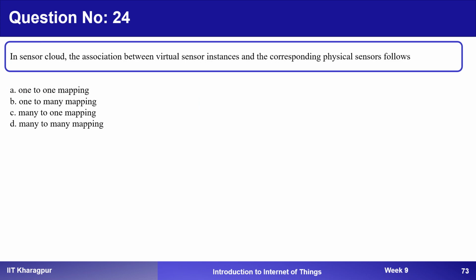Next question is, in sensor cloud, the association between virtual sensor instances and corresponding physical sensor follows one to one mapping, one to many mapping, many to one mapping, many to many mapping. One to many. Many to many. Okay, anyone else?